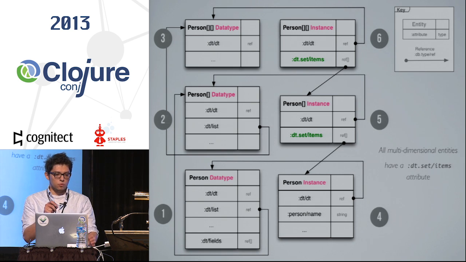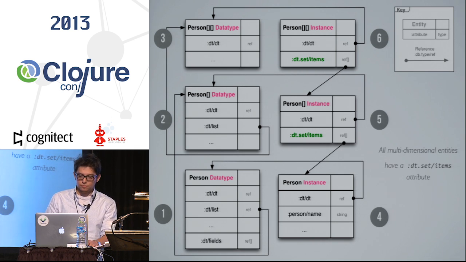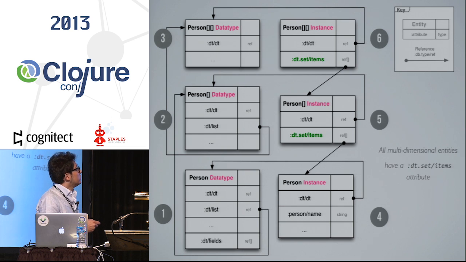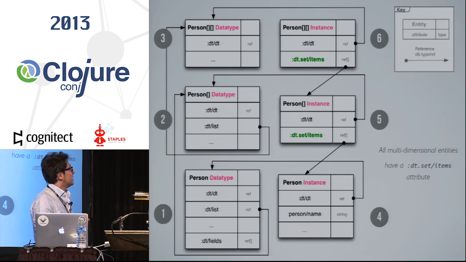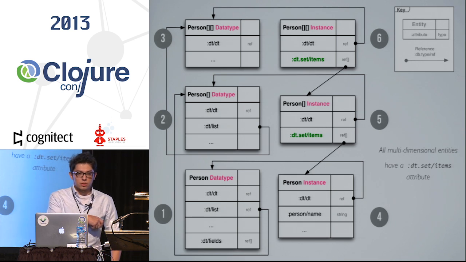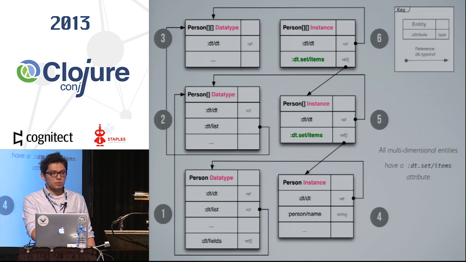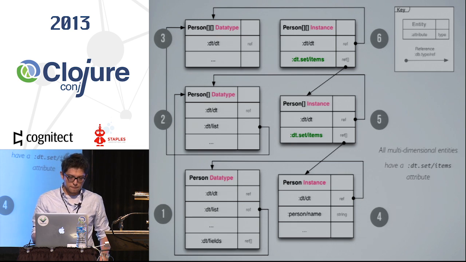And then for each number 3 and number 6 here, if you follow the reference from number 6 here, you know that the value of these instances is going to have this shape, right? The shape of the data type that this instance is pointing to. And you can traverse that relationship to understand what the data looks like.